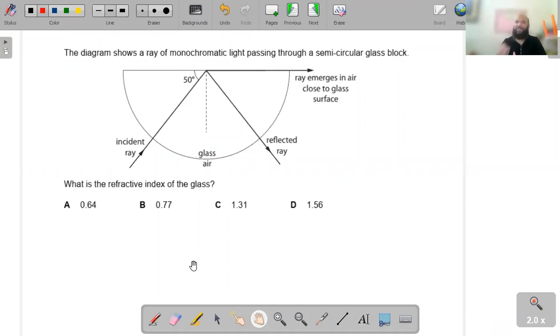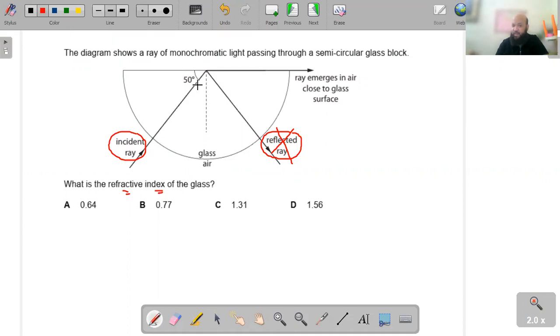This question is a very good and very important question. Number one, let me ask you a question. This is the incident ray. This is a reflected ray. Can I know anything about refractive index from reflection? No. Refractive index is something related to refraction, right? So I'll not use the reflected ray.